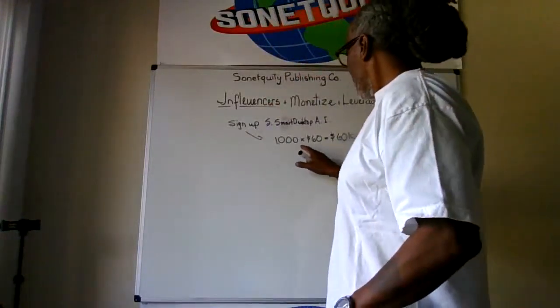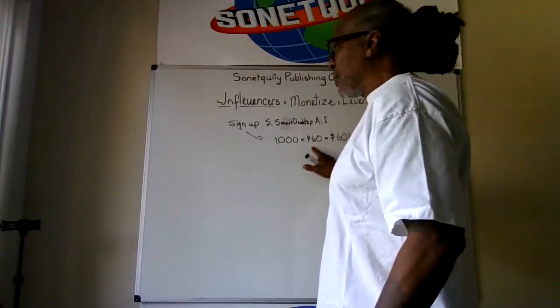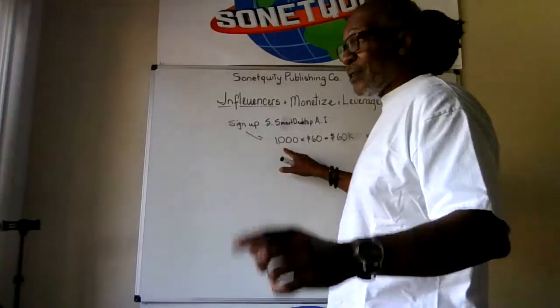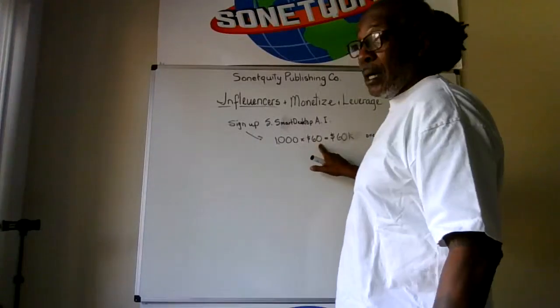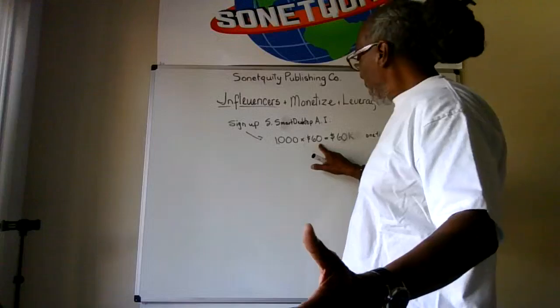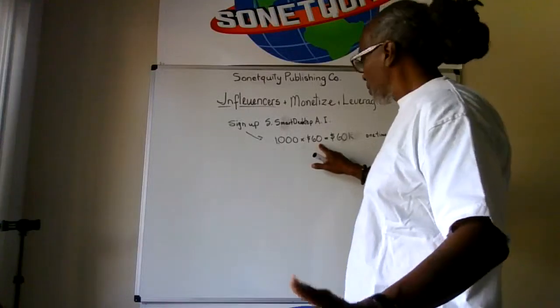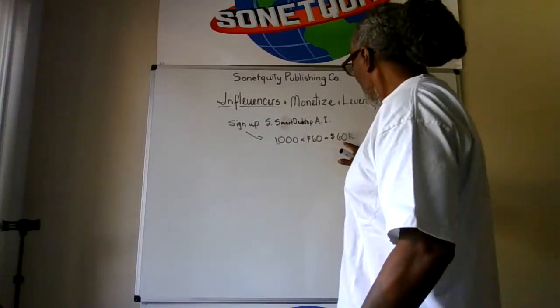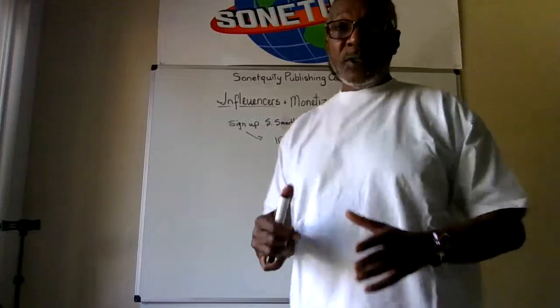So now you got these 1,000 people paying $60. You're going to get paid $60 for each of those persons. So now that's $60,000. That's what leveraging is. You got $60,000 that you're trying to get to. Your influence has brought the people together.